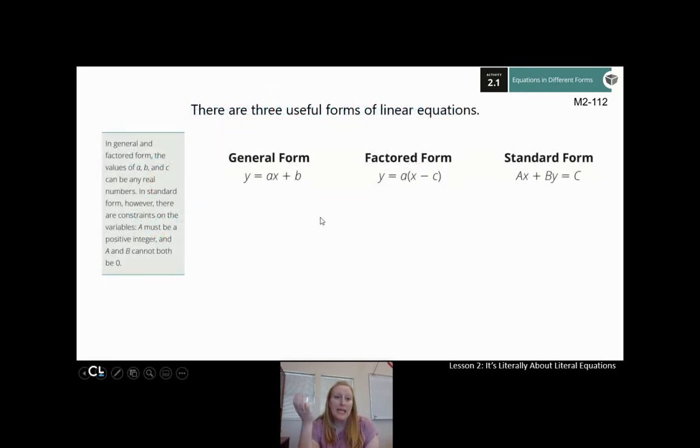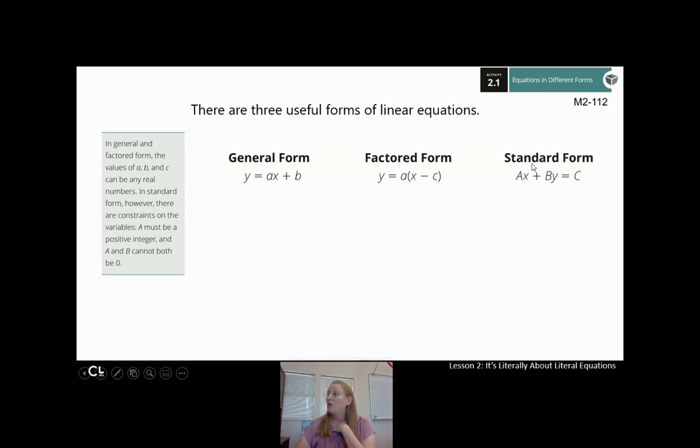So we have 3 useful forms for linear equations. Some of them are more useful than others. So the general form we know, y equals ax plus b. I have my slope, I have my y-intercept. Factored form we've seen before as well. Y equals a times x minus c. A is my slope. That c after the minus sign, that's my x-intercept. And then we have the new guy. This new guy was that last one we did, and it's called standard form, ax plus by equals c. I want to point out that there are some constraints on standard form, so watch out for that. A must be a positive integer.